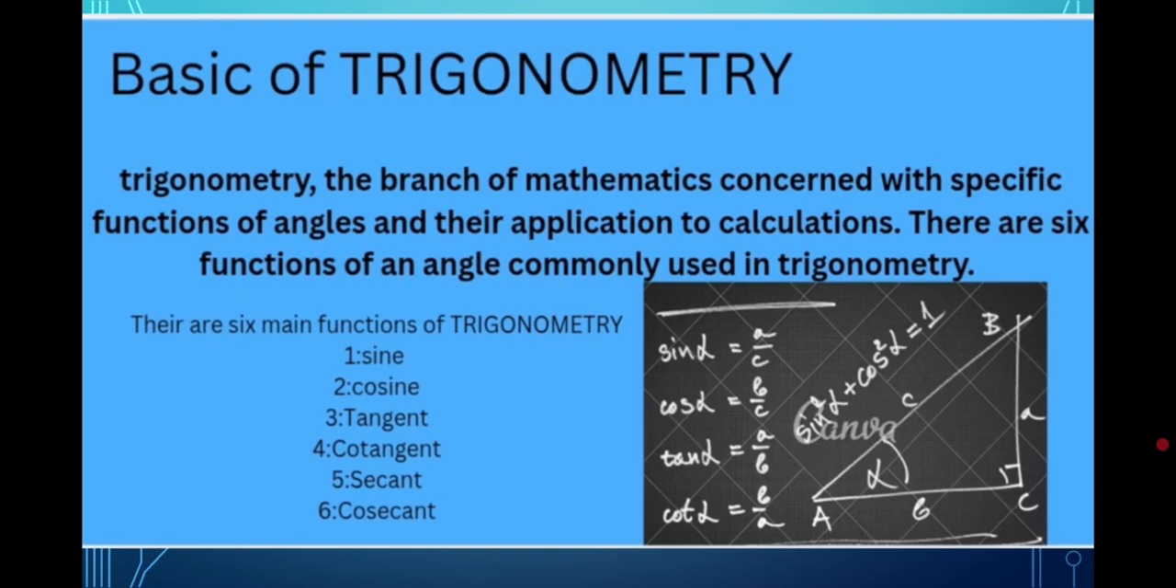Trigonometry. Basics of trigonometry. Trigonometry is a branch of mathematics concerned with the specific functions of angles and their application to calculations. There are six functions of angles commonly used in trigonometry. So first is sine, second is cosine, third is tangent, fourth is cotangent, fifth is secant, and sixth is cosecant. They are the basic main functions in trigonometry.